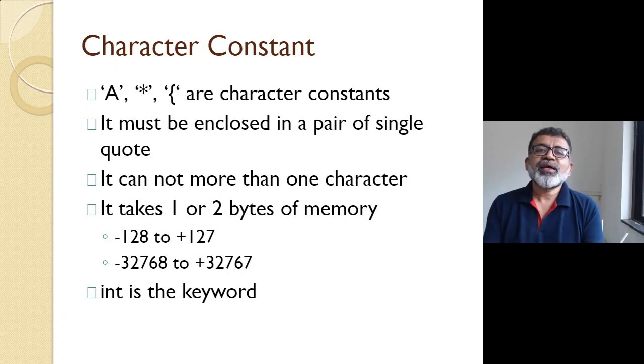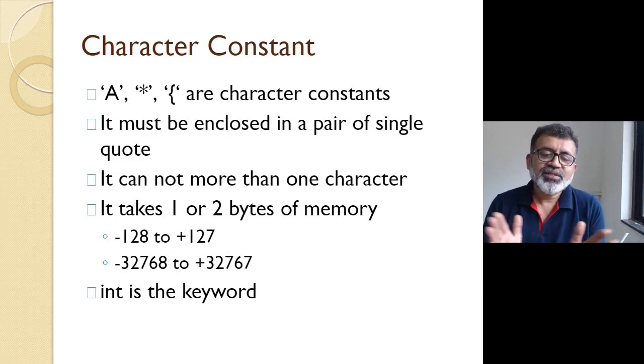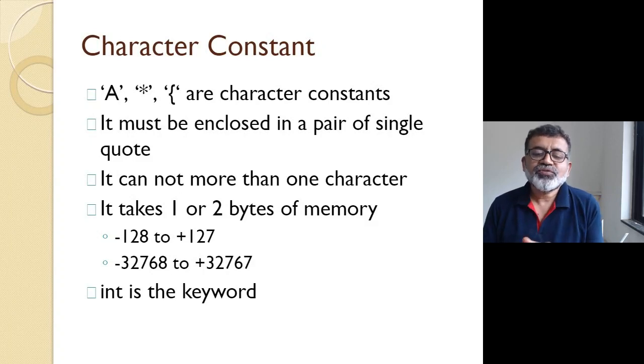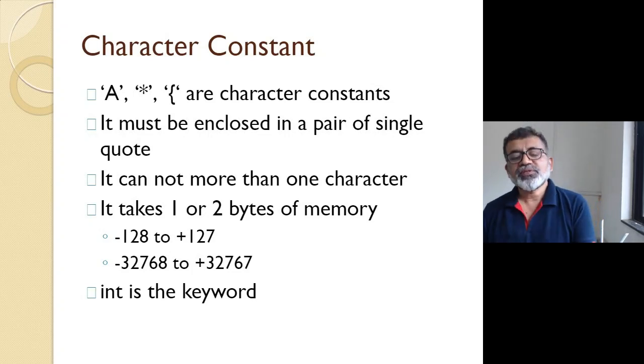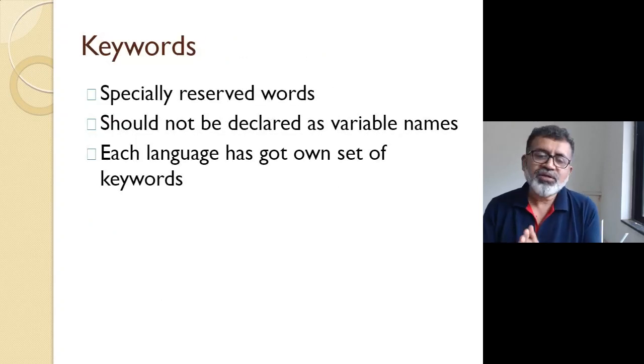As far as a character constant is concerned, it must be enclosed in a pair of single quotes. It should not be more than one character. So, is that clear? It takes 1 or 2 bytes of memory. The range is -128 to +127 if it is 1 byte, usually DOS based. And for 2 bytes of memory, sometimes a Unicode character, the range is -32768 to +32767. Okay. So keywords, I talked about this.